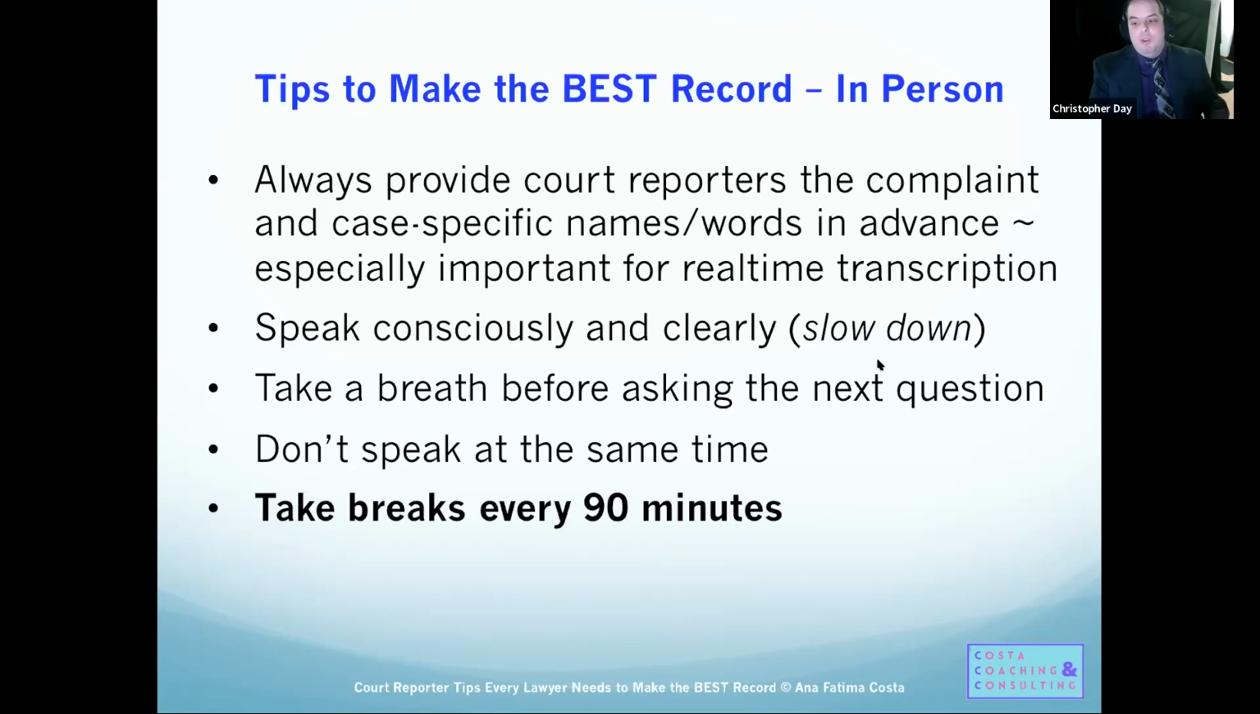We call them strokes. And so that could be 95 times in a minute if you average it out. So creating natural breaks can really help the reporter get it down, and ultimately leads to you getting back your transcript faster.